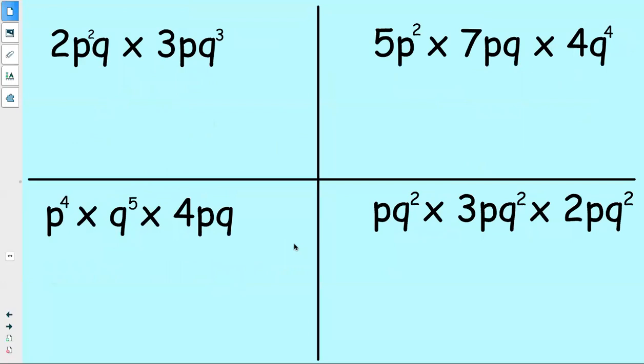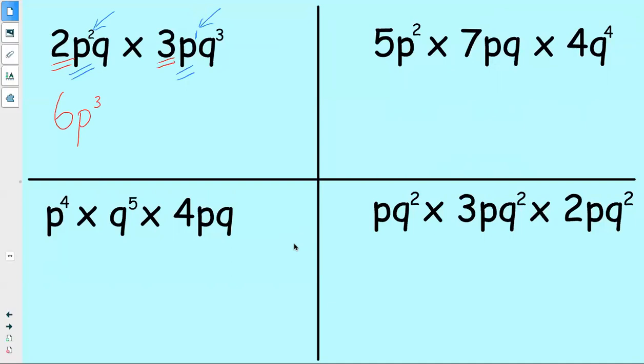Here's another 4 questions. I'm just going to do these quite quickly because I think you're getting the general idea. 2 multiplied by 3 is 6. We'll underline them in different colours when dealing with them. We're going to deal with the p's next. We've got p squared multiplied by p. Remember this has a power of 1. So if I add this power of 2 and this power of 1 together, I get the number 3. So it would be p cubed, or p to the power of 3.